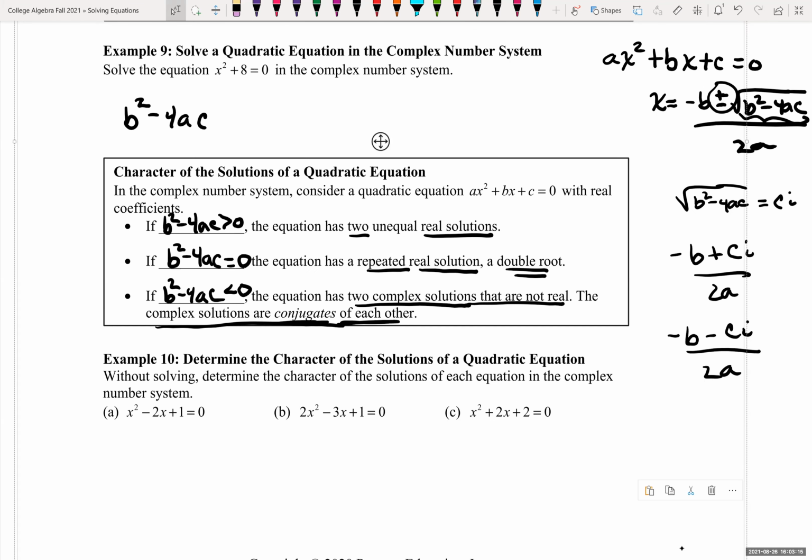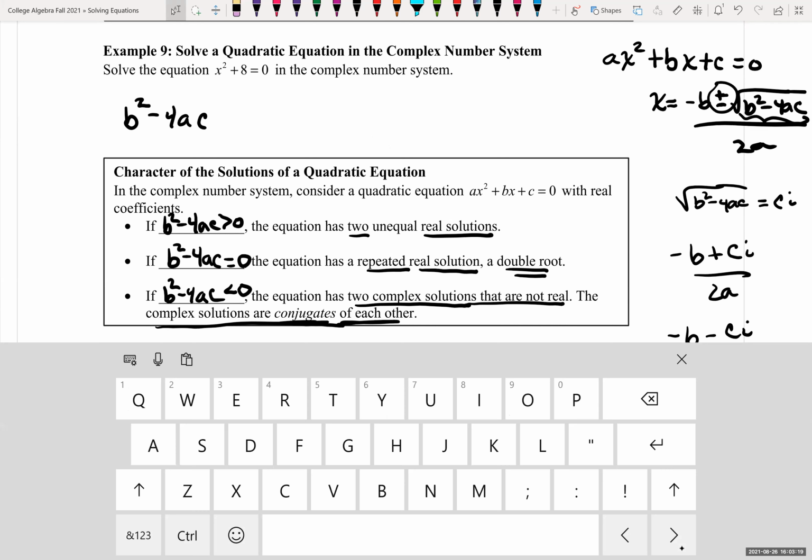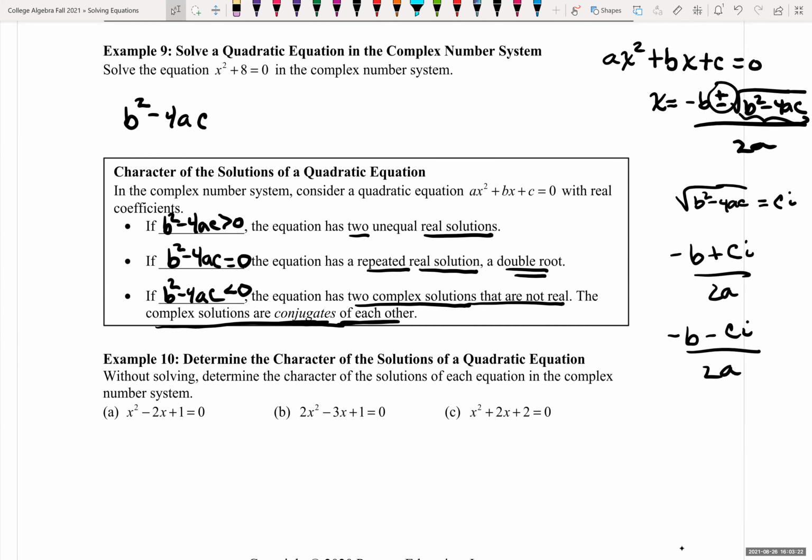So the next example, I'm not going to go through; we'll see some of these examples in the next section. Now you can have a quadratic equation that's not factorable. You would use the square root method or the quadratic formula, and figure out what the solutions are.